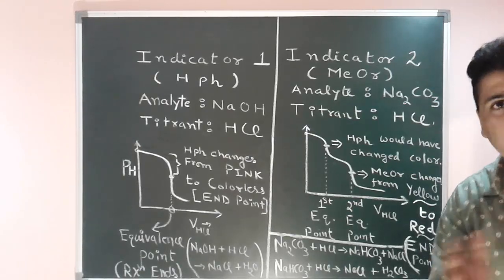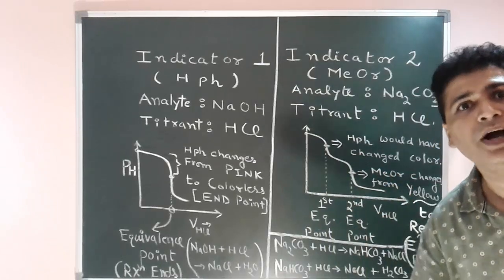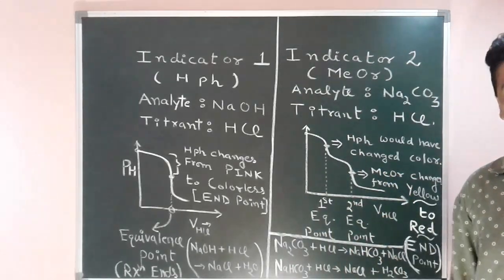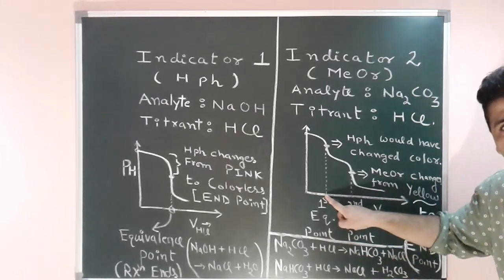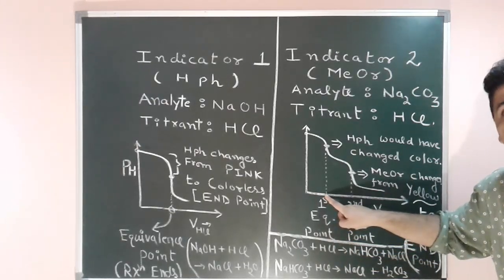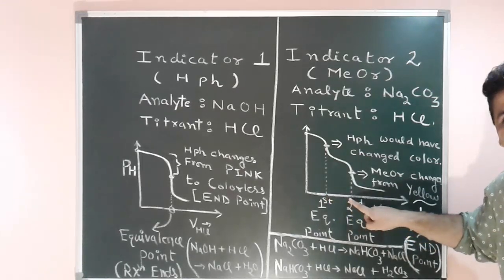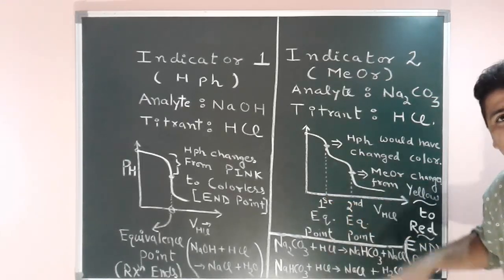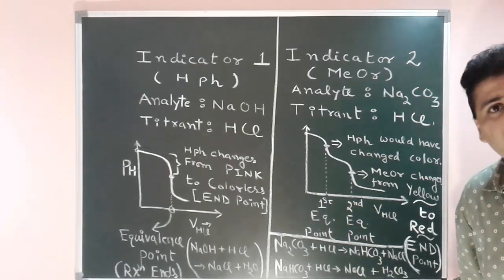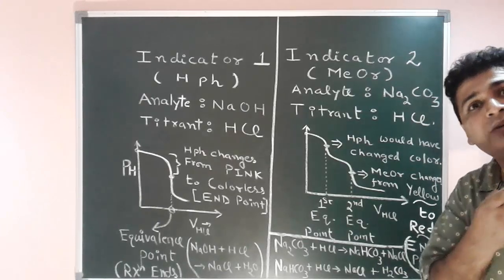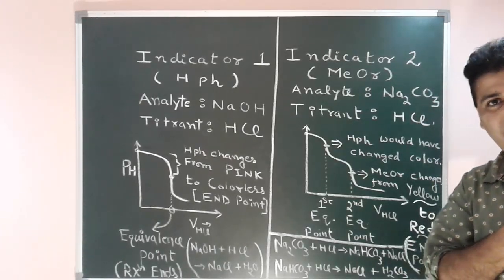So we have two reactions, so we must have two equivalence points. The first is at this point, this much volume of HCl was required, and for the second, this extra was required. So this extra HCl was added to react with the NaHCO3 which is formed in the first reaction. I hope it must be understood.